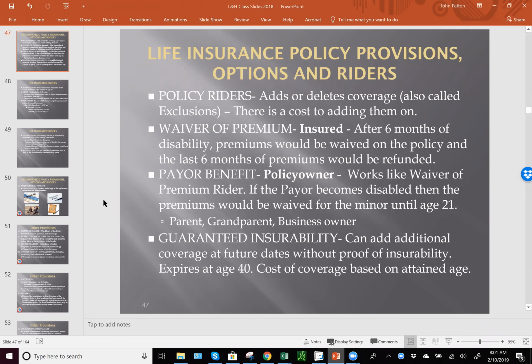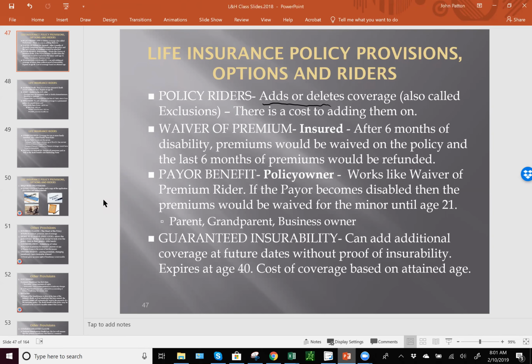So first, I want to talk about policy riders. It's important to note that riders are add-ons to a base policy. They can add coverage or they can also delete coverage, either one. There is a cost to adding a rider onto a policy. So they're not free, they do cost money.